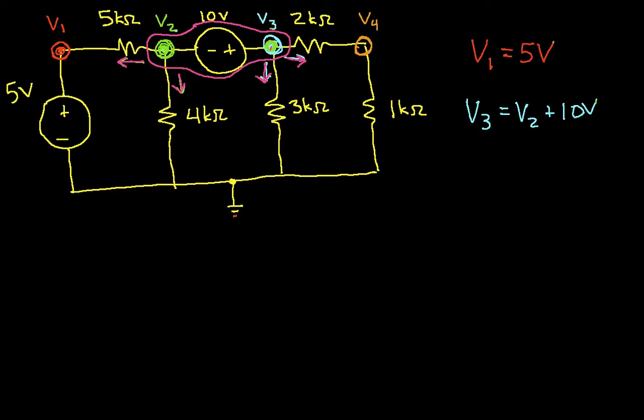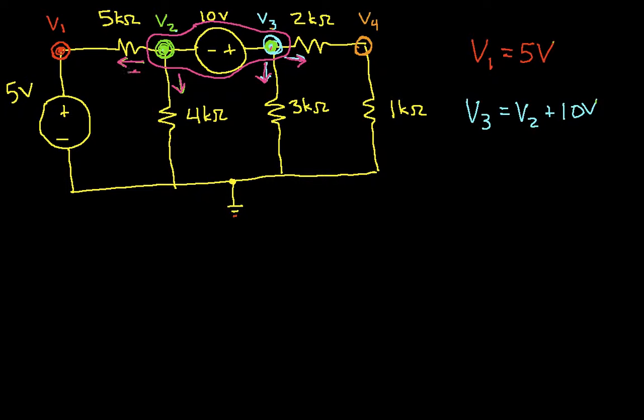The idea being that if they didn't still sum to 0, then somewhere in either node 2 or node 3 I would be accumulating charge, which I'm not allowed to do. So basically what I can do is apply Kirchhoff's current law for this supernode. Okay, so let's go ahead and do that.